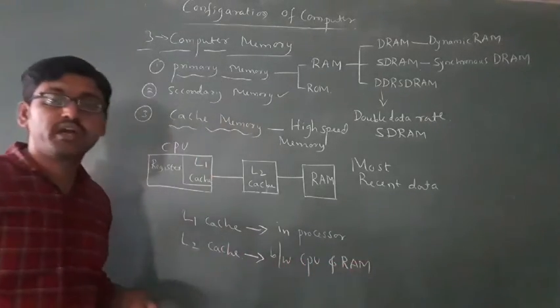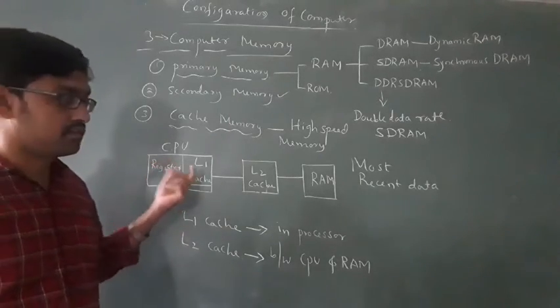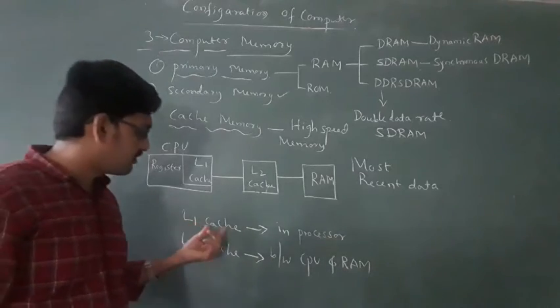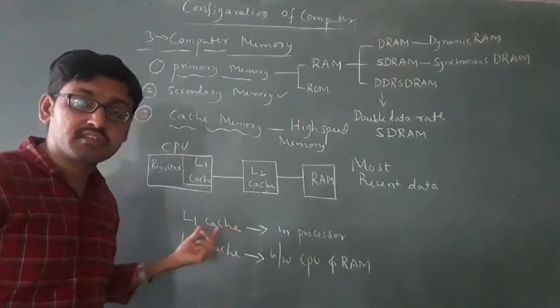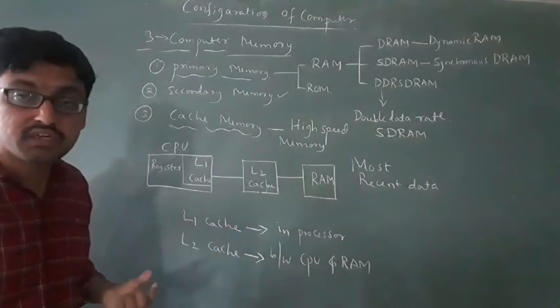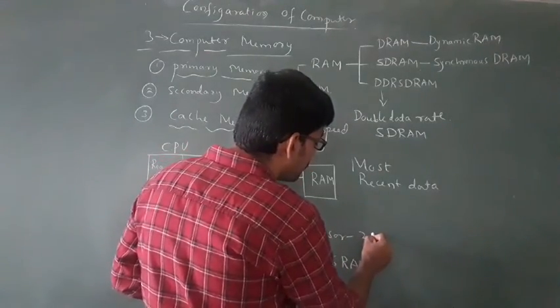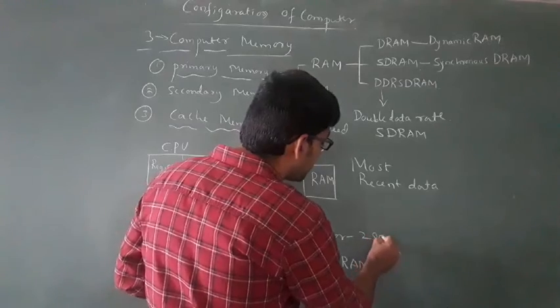In between CPU and RAM, this L2 cache will be located. Okay, what is the memory size of L1 cache? See, the memory size of L1 cache is up to 280 KB.